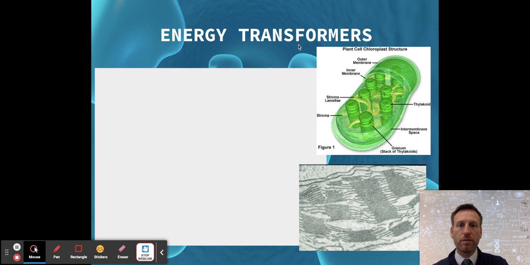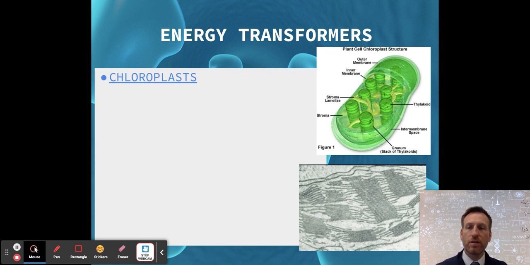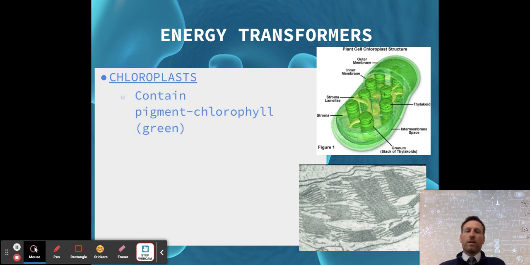Same category, or same subheading, I should say, energy transformers. This one, unique just to plants, is the chloroplasts. Chloroplast. A couple things happen in the chloroplast. One of them is that it has this pigment called chlorophyll, and that's what helps make plants green.